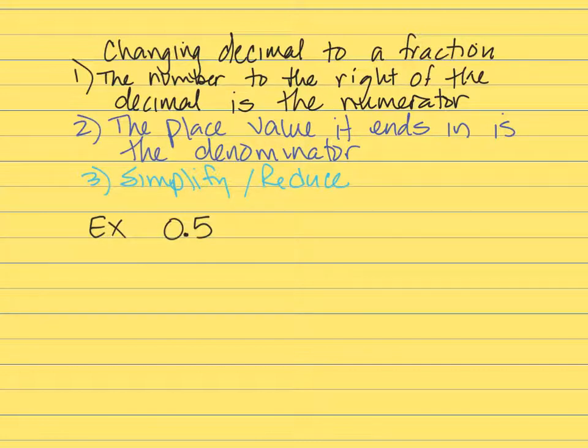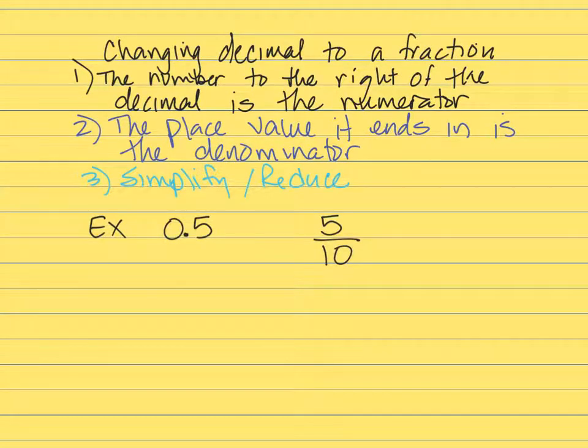And once you practice it a little bit, it sort of sticks in your head and becomes nothing that's troublesome to you. So I do have in your notes that you can print off these steps, changing decimal into fraction. The number to the right of the decimal becomes the numerator. So here's my decimal, and to the right of it is a 5. So I'm going to make that my numerator. The place value it ends in is the denominator. This is 5 ending in the tenths place.